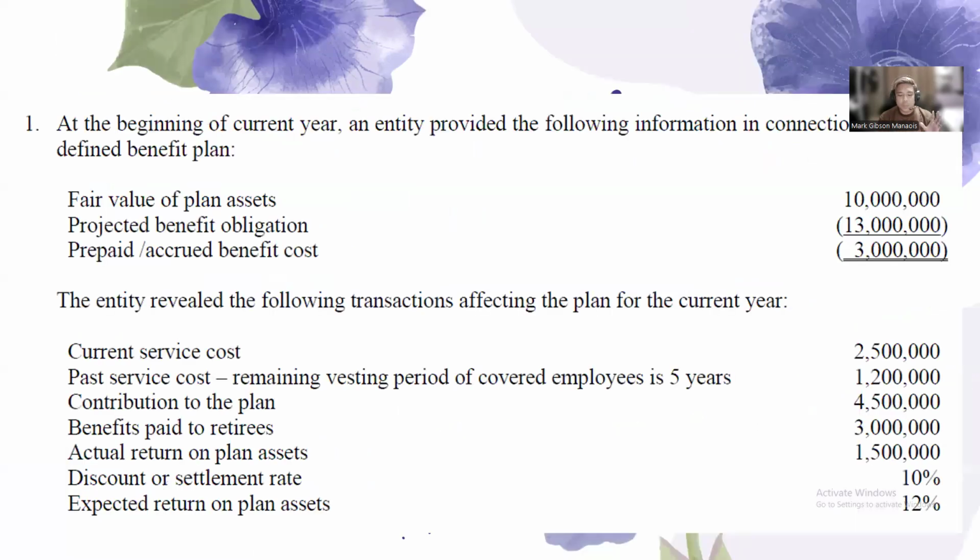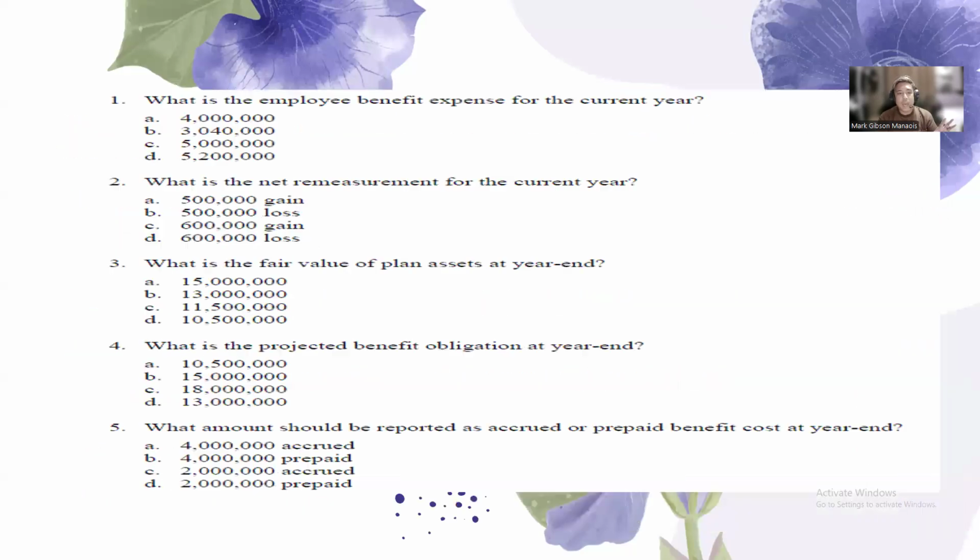So what we're going to do is let's look at the requirements first. For problem one, we have 5 requirements. What is the employee benefit expense for the current year? Number two, what is the net remeasurement for the current year? Number 3, what is the fair value of plan assets at year end? Number 4, what is the projected benefit obligation at year end? And finally, what amount should be reported as accrued benefit cost at year end?